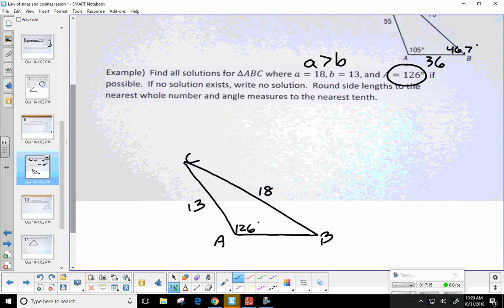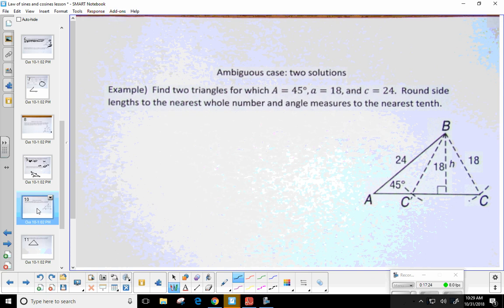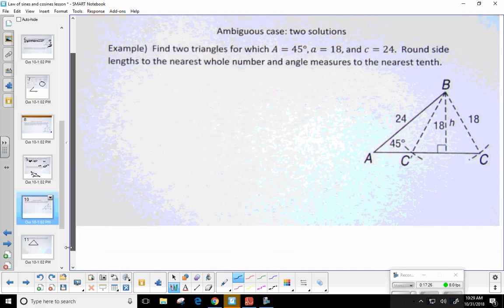Now on this one, again, I'm not going to worry about finishing off the rest of it. That's something you can do. It's in the notes. Again, I'm more interested in getting to those problems where we have two triangles. So why don't we go ahead and take a look at that. All right. So the ambiguous case, two solutions.